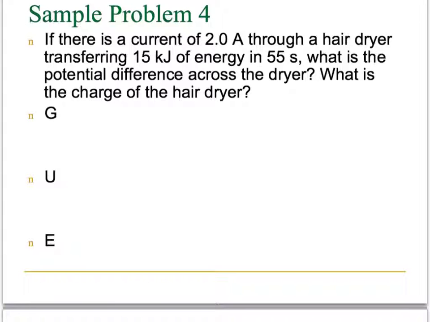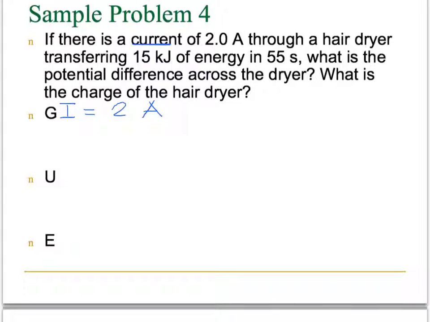Okay, next problem. If there is a current of 2 amps through a hair dryer transferring 15 kilojoules of energy in 55 seconds, what is the potential difference across the dryer? What is the charge of the hair dryer? So let us write down the given. We are given the current, and that is our I, which is 2 amps.